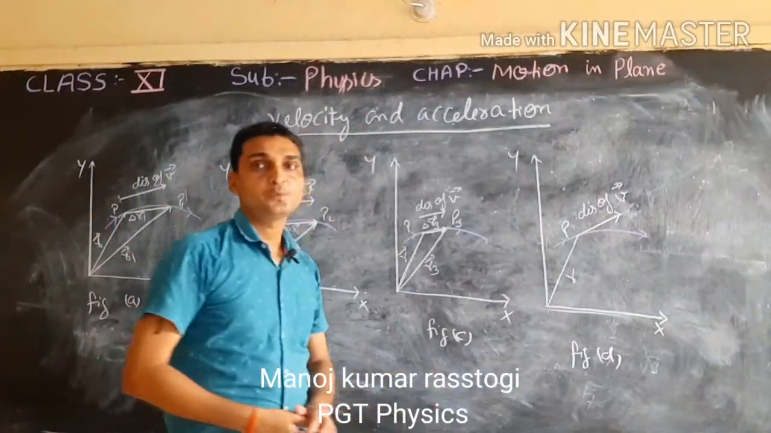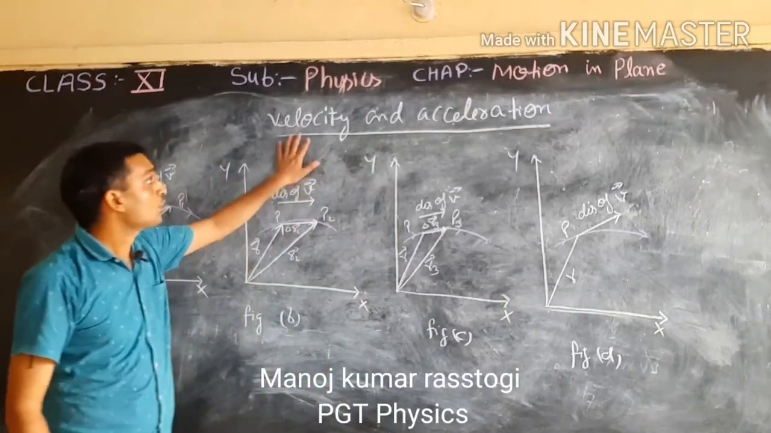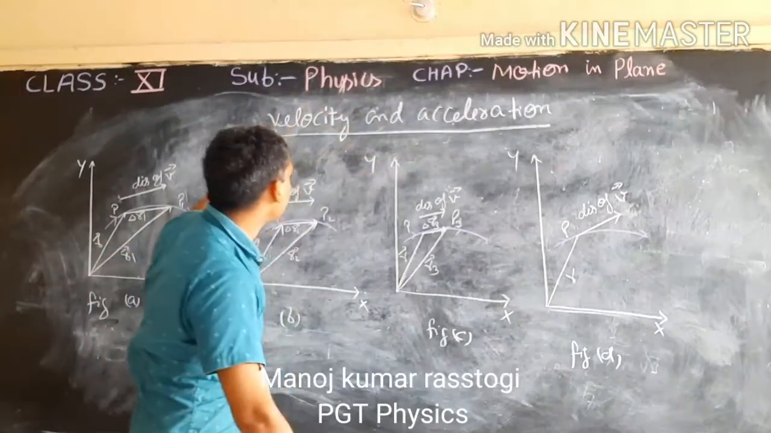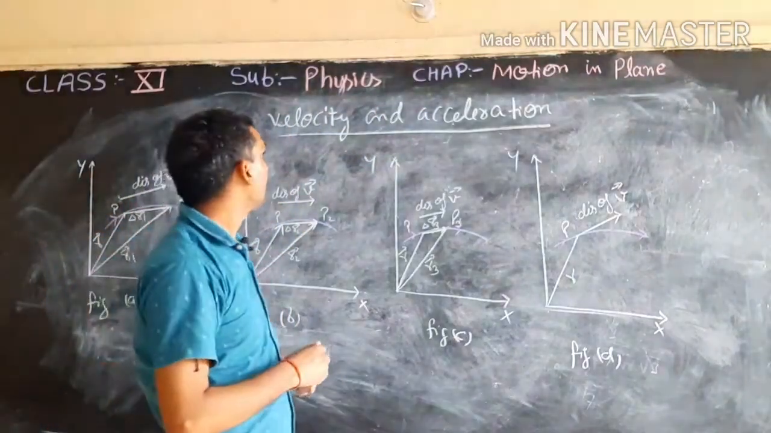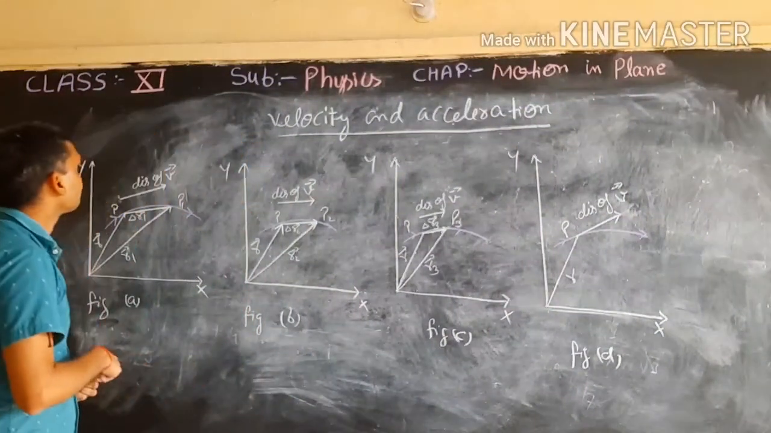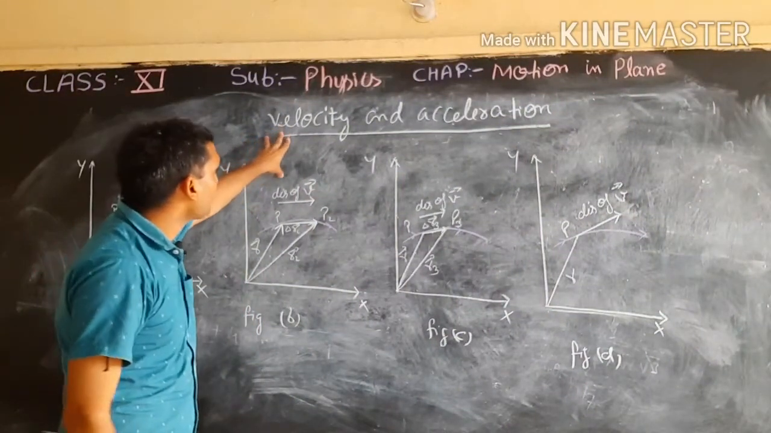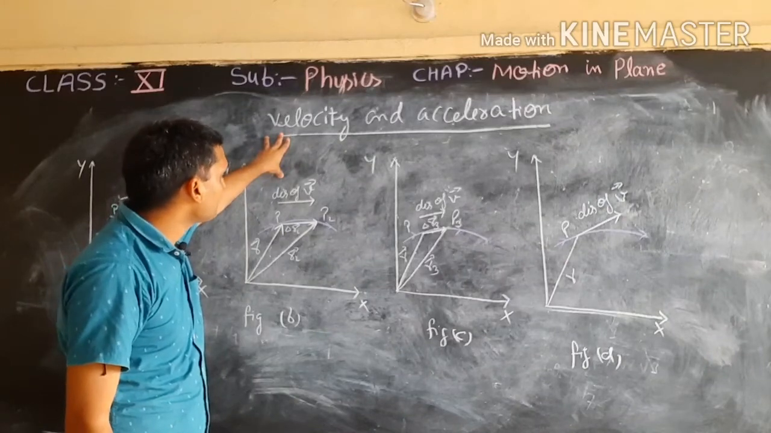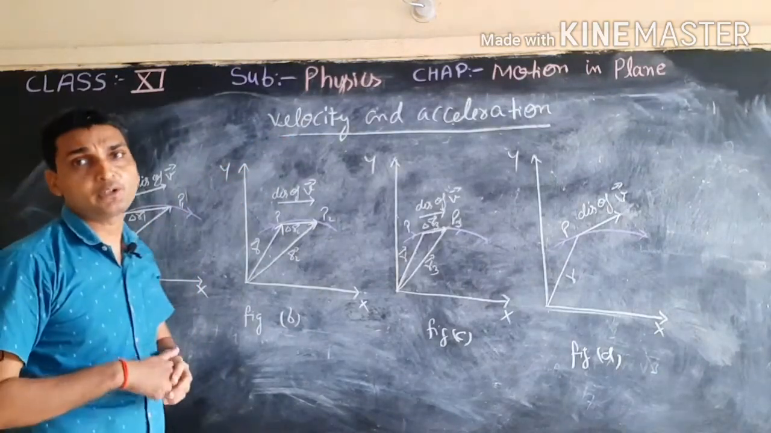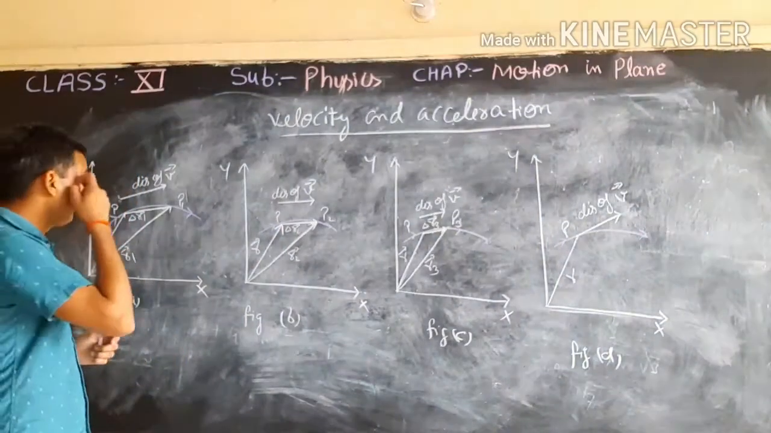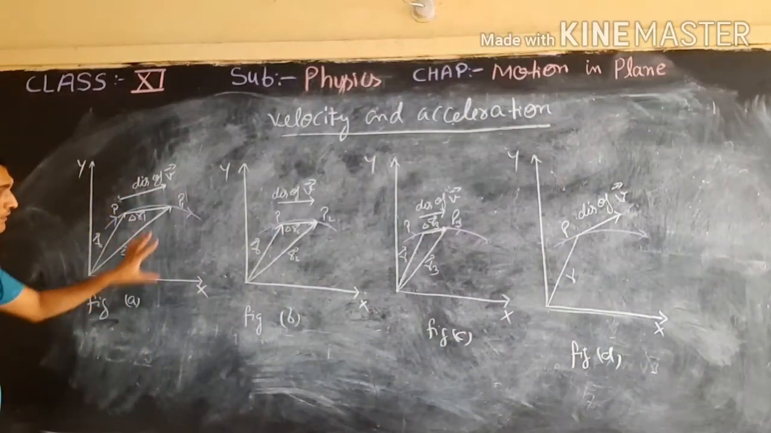In this video, we learn about velocity and acceleration. First, we discuss velocity. We know two types of velocity come in this chapter. First is average velocity and second one is instantaneous velocity. First, what is velocity? We understand by this graph.